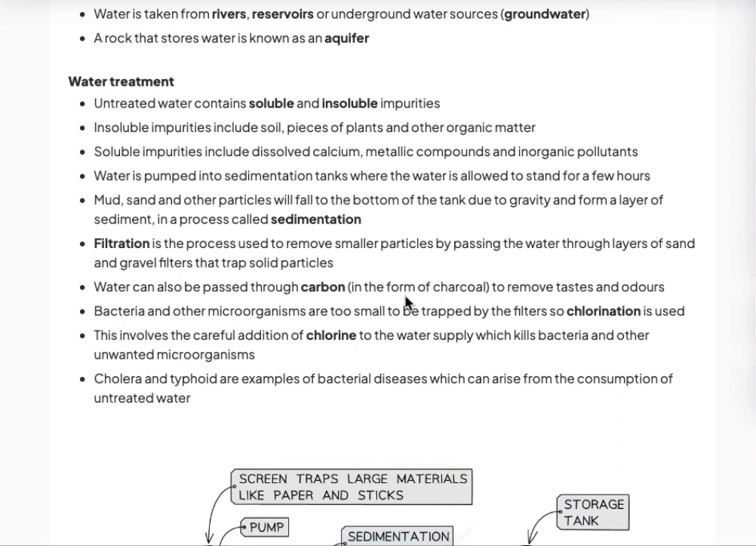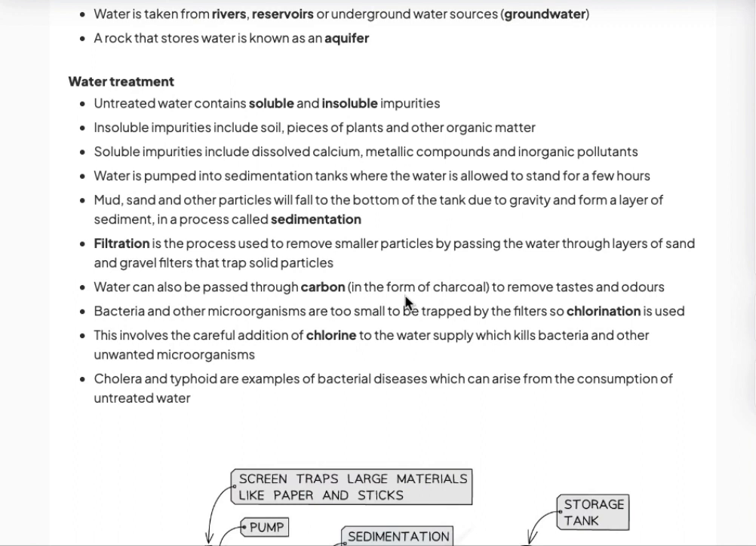Water is pumped into the sedimentation tank where the water is allowed to stand for a few hours, right? So why do we allow the water to stand for a few hours? So that it can settle. Mud, sand, and other particles will fall to the bottom of the tank due to gravity and form a layer of sediment. So this process, the second process, is called sedimentation.